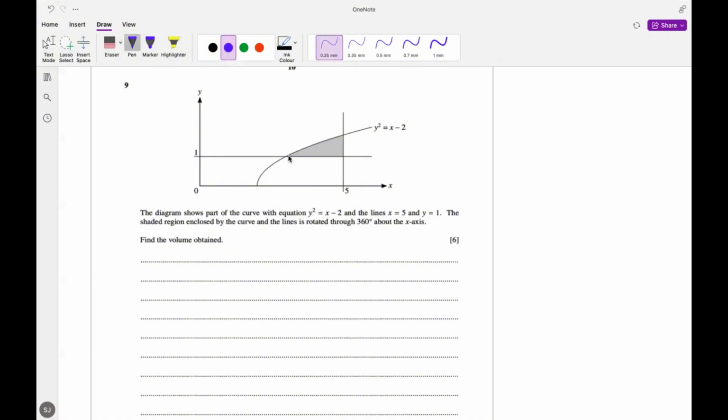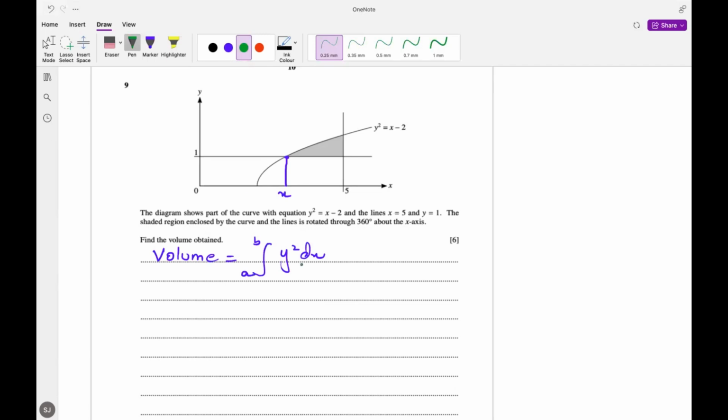Now, to find the volume obtained, first we need the point of intersection of the line y equals 1 and the curve. Once we have this point of intersection, we can use the limits 5 and this x coordinate to find the volume obtained under the curve, and then we'll find the volume obtained under the line and subtract these two to find the volume of the shaded region. So the volume formula is the integral of y squared dx, with the upper limit and the lower limit.